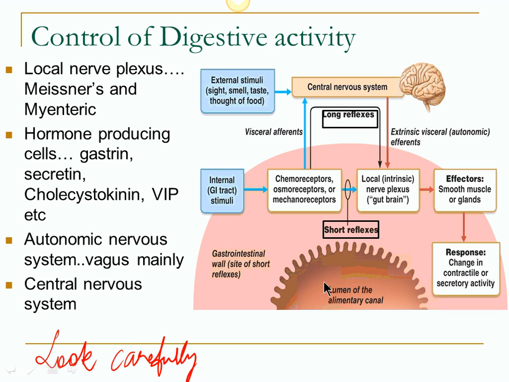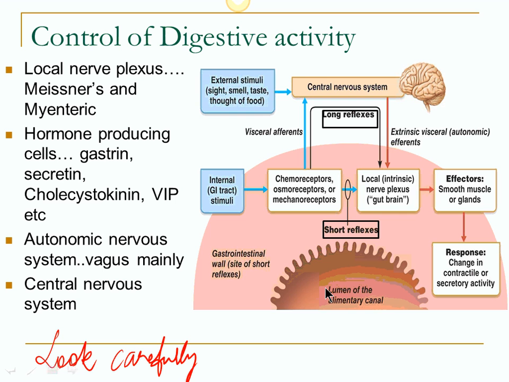So either the presence of food or the pH or the presence of certain substances, they stimulate these receptors, which in turn go and stimulate the myenteric and the Meissner's plexus, which will act on the smooth muscle and glands, and so they will bring about a secretion or contractile activity. So you can see they can bring about digestive activity. This is restricted to the gastrointestinal tract itself, so these are known as short reflexes.